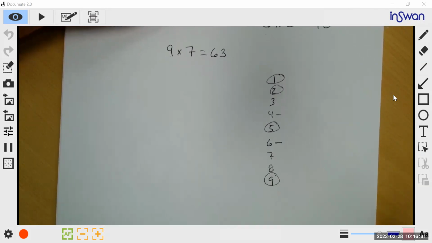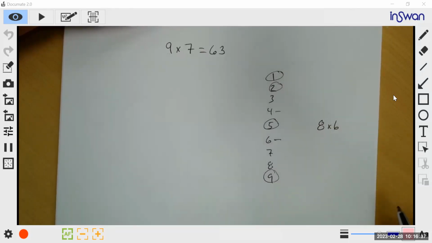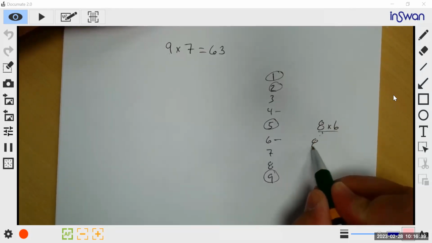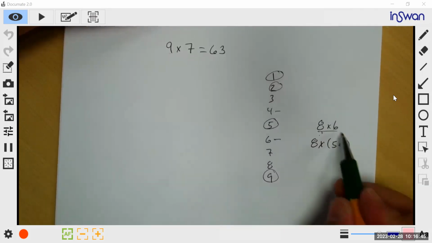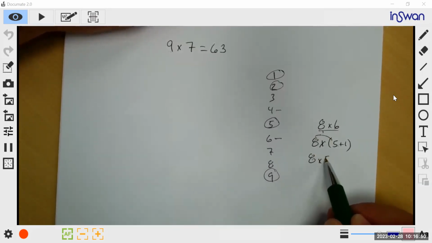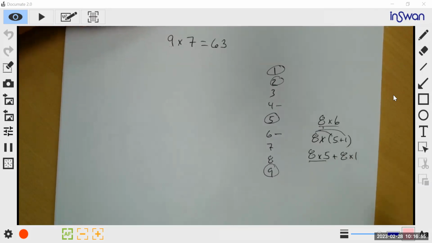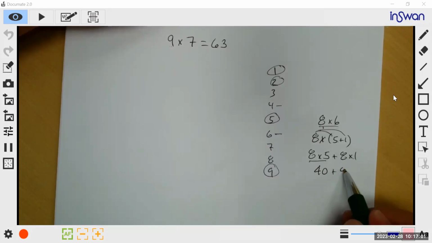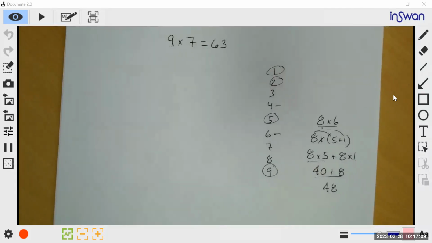Now, easiest way of doing multiply by 6, like 8 times 6. That's the same way of doing 8 times 5 plus 1. 6 is 5 plus 1, isn't it? So we have 8 times 5 plus 8 times 1. 8 times 5 is what? 40. 8 times 1. 40 plus 8 is 48. That's the way you could do it in your mind even.